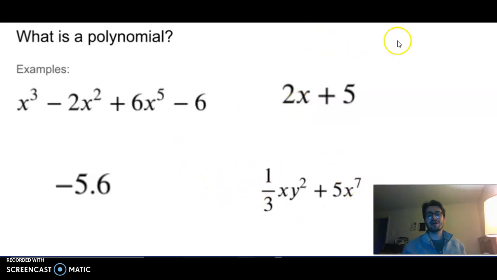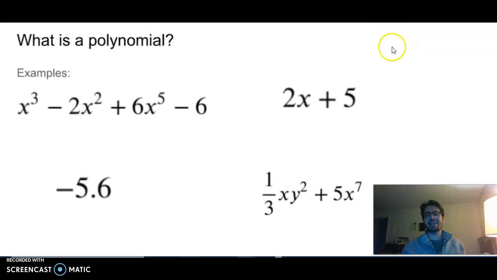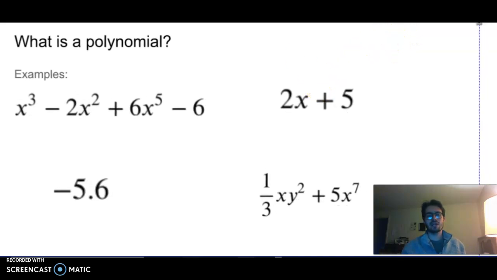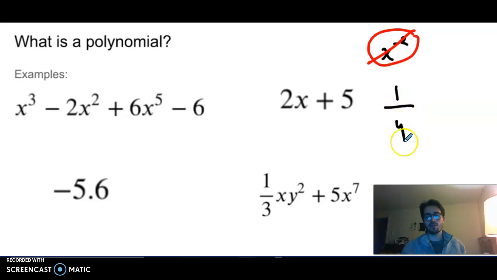The only time it's not a polynomial is if you have negative exponents. So an example would be x to the negative 2, not a polynomial. Same thing goes for something like 1 over y to the 3. This is y to the negative 3. We know that because it's negative. This is also not a polynomial.